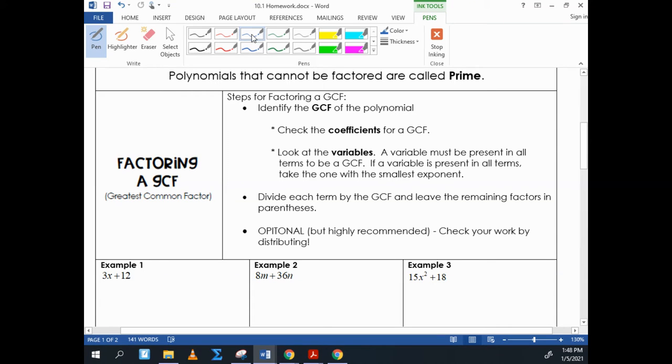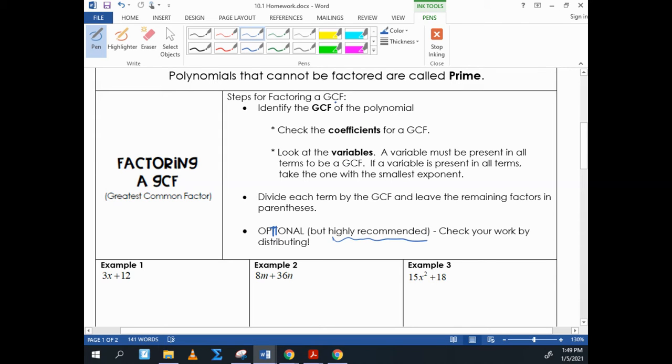All right, so we warmed up by distributing. Now we're going to talk about how we factor a GCF, or a greatest common factor, out of our polynomial right here. So there's basically 3 steps. There's really 2 steps, and then you can check. It says optional. Oops, that's spelled wrong. Optional, but highly recommended. This is a wonderful thing to do. But there's really just 2 steps.